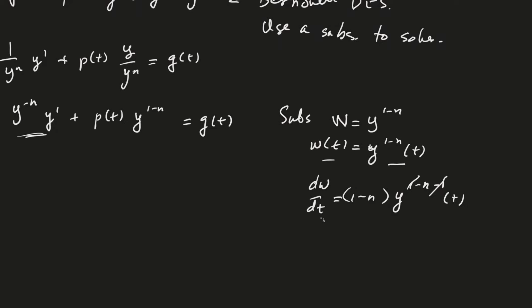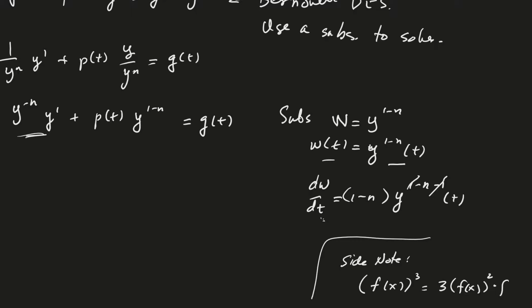So if I have a function raised to a power, let me have a side note here. Side note. If I'm differentiating like f of x cubed, how would I do that? That would be 3 times f of x squared, but then you have to multiply by f prime of x, right? By the chain rule. And so the same thing here, I have to multiply this by dy over dt.